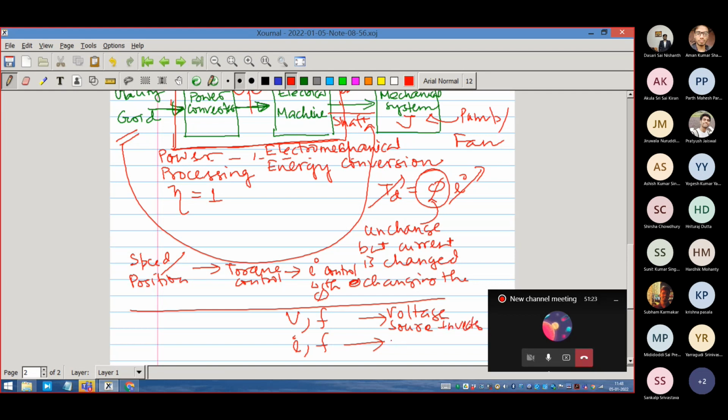And when you change current and frequency, we call it a current source inverter. Right? So these are the essence. This voltage is not, by definition, equal to the grid voltage, V grid. Grid means the supply. This frequency is not equal to the supply frequency. Supply frequency is always frozen at 50 Hz. Grid voltage, let us say, is always frozen at 415 volt RMS.